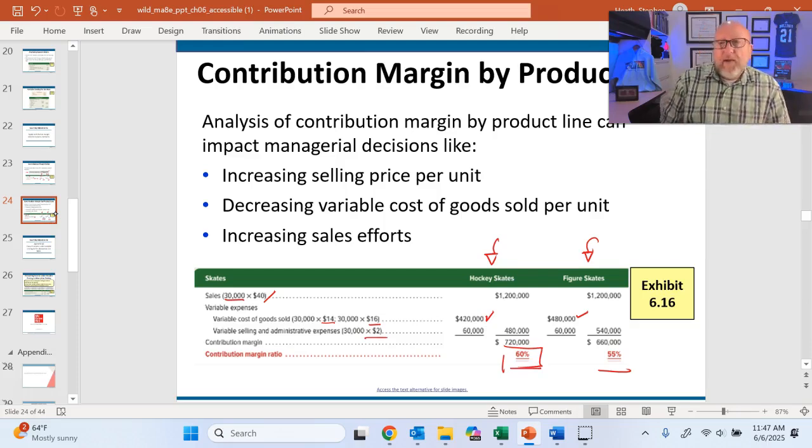The other option is if I have no way of increasing the sale price for figure skates, maybe I want to focus my attention on hockey skates. Maybe I'll devote more shelf space for hockey than for figure skates because I'm making slightly more money on every pair of hockey skates I sell, and therefore I want to focus on that product. Okay, contribution margin ratio.